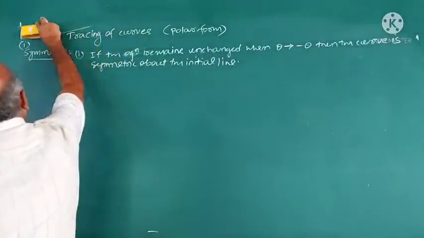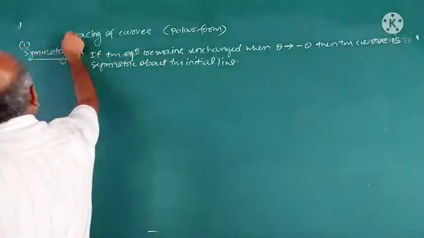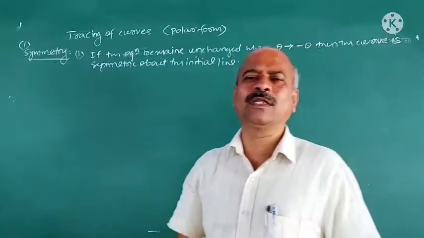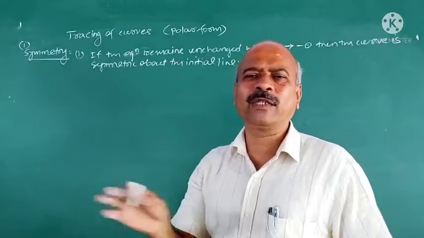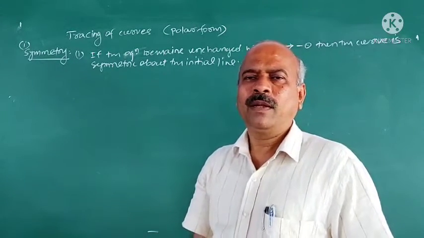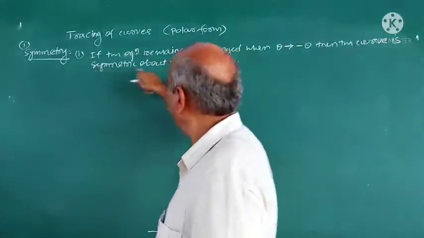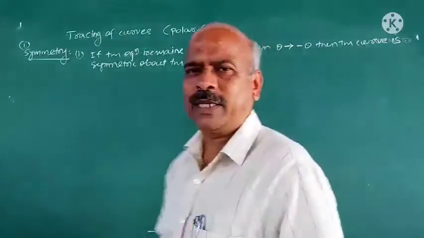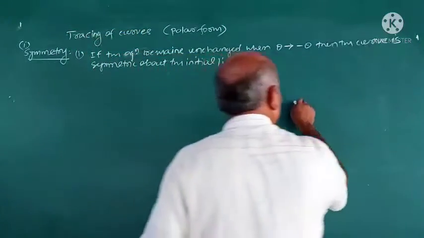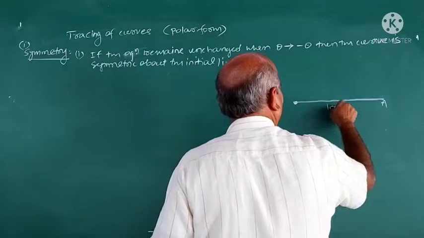But polar equation means it involves r and theta. Cartesian means x and y. Parametric means the equation is given by x is equal to f of t, y is equal to phi of t, where x and y are expressed in terms of a third variable, called a parameter. In polar form, the equation is given in terms of r and theta. About symmetry, if the equation remains unchanged when theta is changed to minus theta, then the curve is symmetric about the initial line. Initial line means, in polar coordinates, a fixed line is taken, and it is called the initial line.